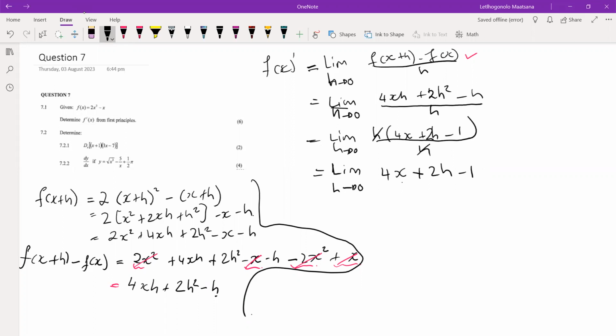Now we understand that it is when h approaches 0. It's not necessarily h equal to 0, but we will substitute in h = 0 to actually see what happens to our equation when h approaches 0. And we get 4x − 1. So the derivative is 4x − 1.